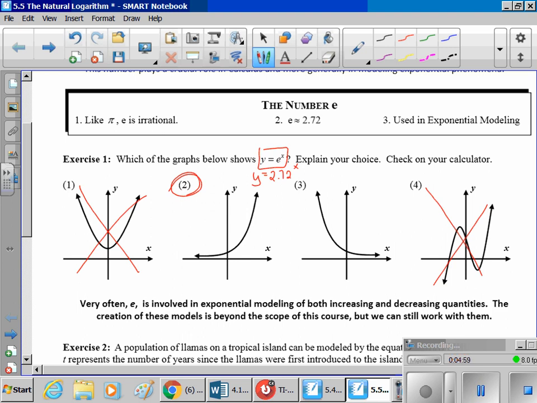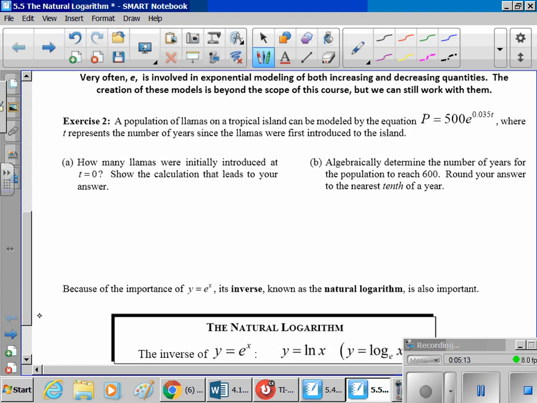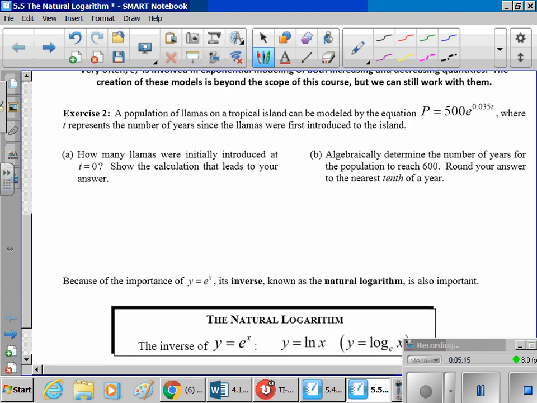Okay, so very often e is involved in exponential modeling of both increasing and decreasing quantities. The creation of these models is beyond the scope of the course, which I was just saying, but we can still work with them. All right, so let's take a look. Exercise 2. It talks about the population of llamas on a tropical island that can be modeled by the equation. They give us the equation, we don't have to come up with it, although we are going to use this formula a little bit later, where t represents the number of years since the llamas were first introduced to the island.